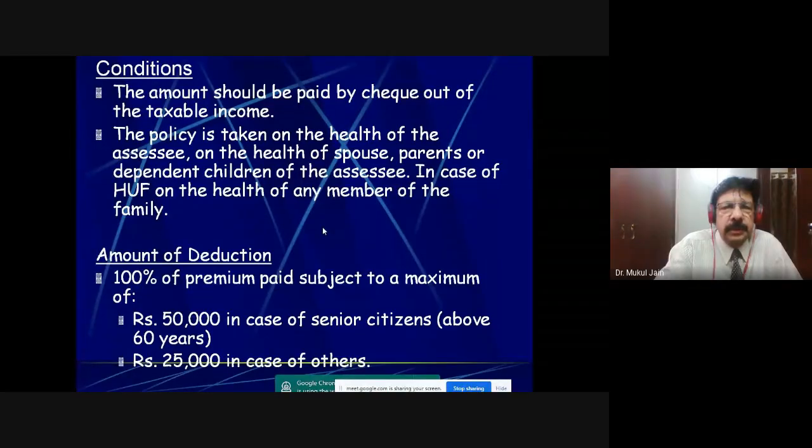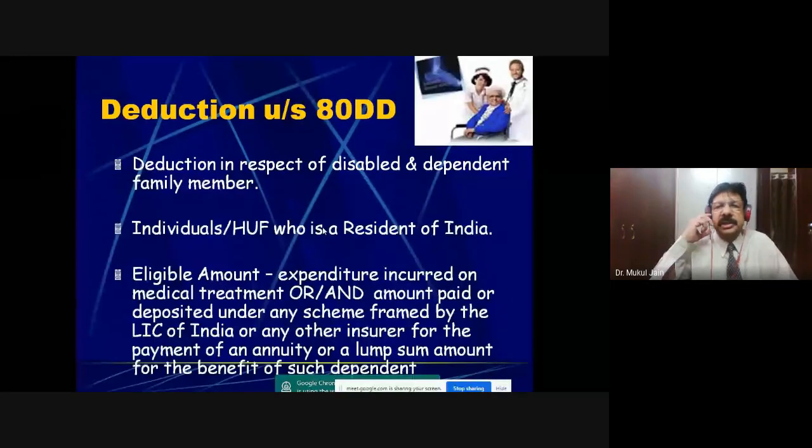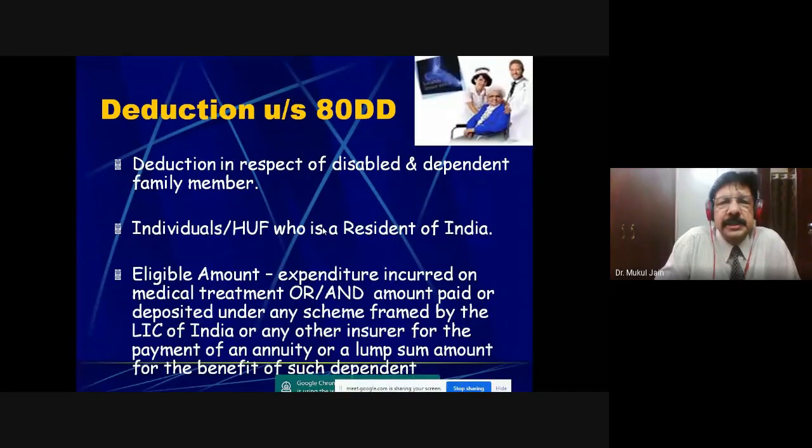Very good. Okay. So next, we come to another section called Section 80DD. This is a deduction in respect of disabled and dependent family member. So you can also remember this is a tip. DD is for disabled and dependent.